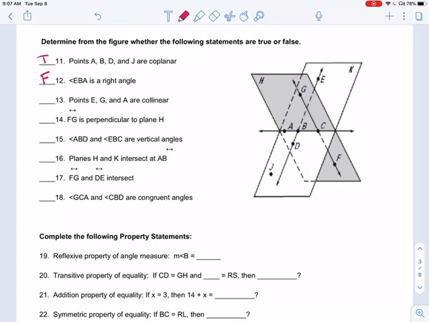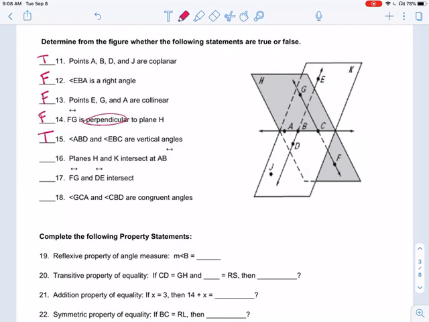Points E, G, and A are collinear. Remember that any 2 are always collinear, but if we have 3, we've got to check and see if a line is drawn. So E, G, and A, this is false. Again, this word perpendicular, nothing here in the diagram shows anything to be perpendicular, so that is false. ABD and EBC are vertical angles. So ABD, that's this one here, EBC, that's this one here, those are indeed vertical angles.